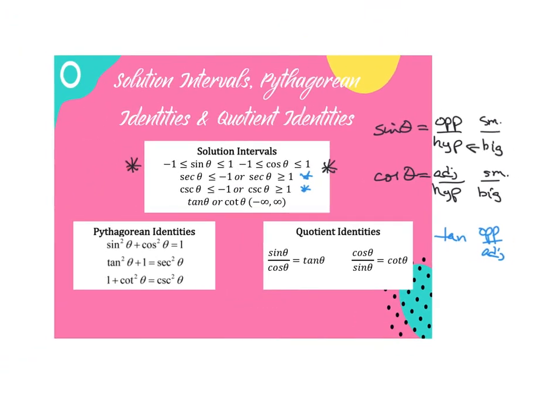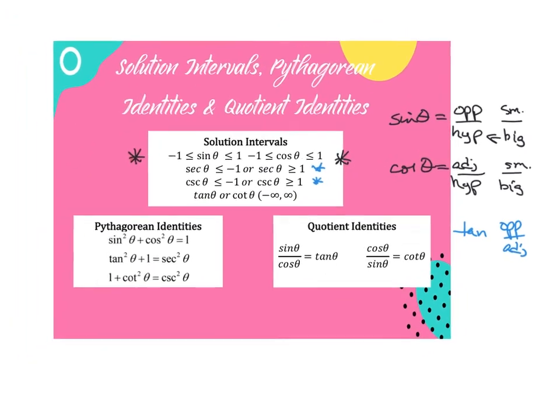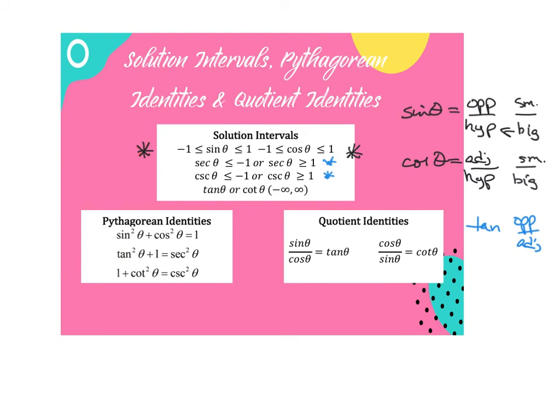Then 2 more boxes for identities, Pythagorean identities and quotient identities. The Pythagorean identity, the first one is sine squared theta plus cosine squared theta equals 1. Tangent squared theta plus 1 equals secant squared theta. And then 1 plus cotangent squared theta equals cosecant squared theta.